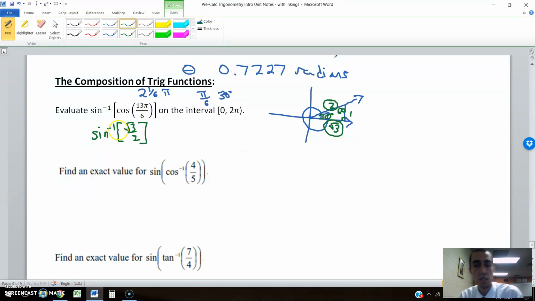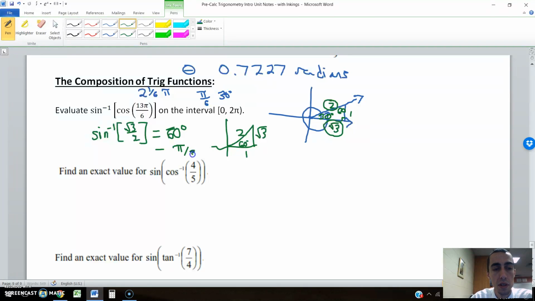Now we ask ourselves, what is the sine inverse of root 3 over 2? So which angle has this for the sine value? We can draw a triangle to make things a little clearer. Opposite over hypotenuse, or y over r. This then would be a 1, root 3, 2 triangle. 60 degrees goes across from the root 3. And so this would be 60 degrees, which in radians is pi over 3.